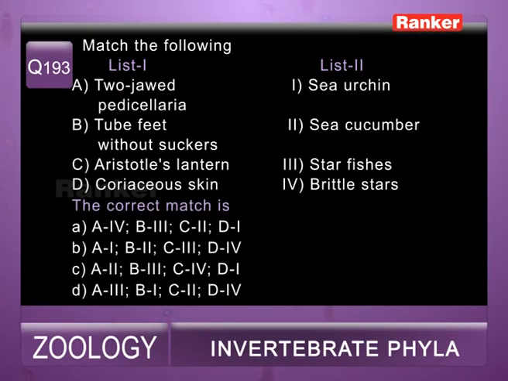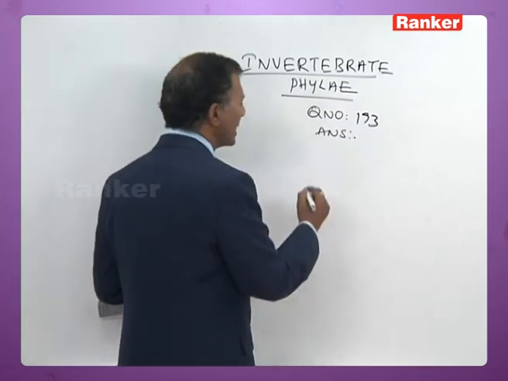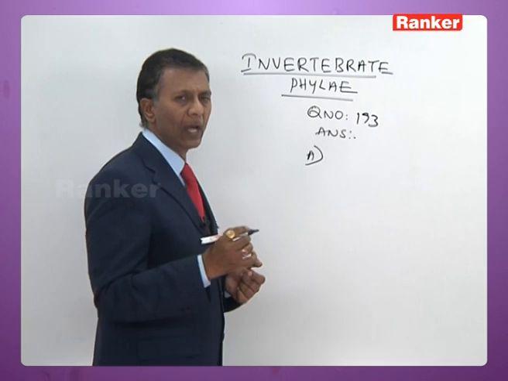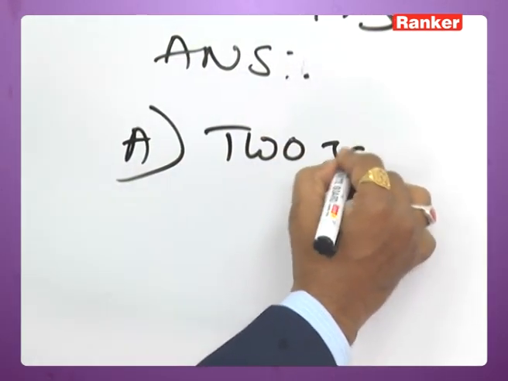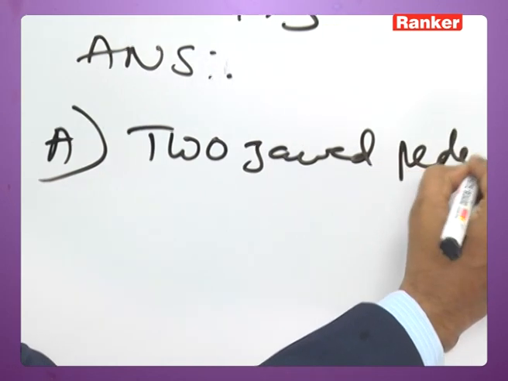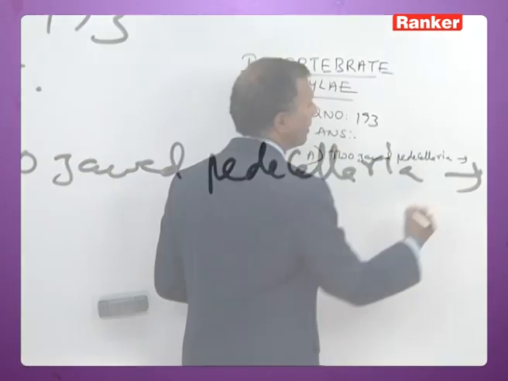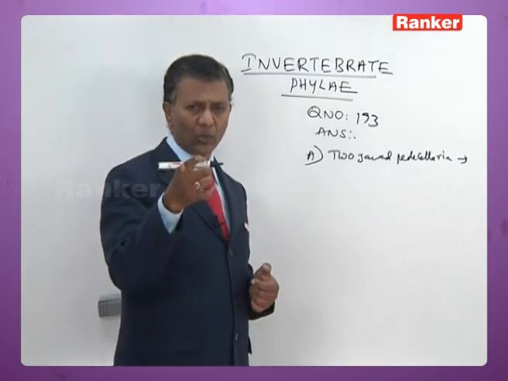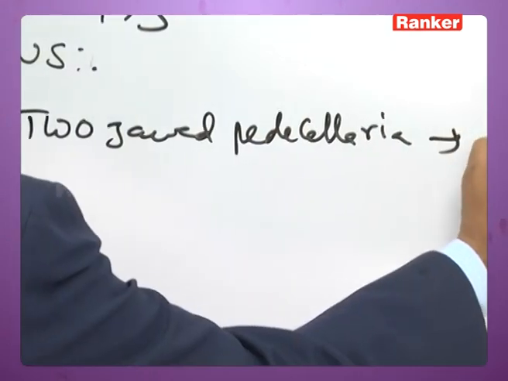Now 193 question here now is the match the following. You got list 1 and list 2. Under list 1 it says A. two-jawed pedicellariae, B. tube feet without suckers, C. Aristotle lantern, D. coriaceous skin. Under list 2, you have 1 sea urchin, 2 sea cucumber, 3 starfish, 4 brittle star. Now, if you try to get the answers, A, two-jawed pedicellariae are present in most of the echinoderms, preferably Asteroidea. So, starfish is the correct answer. So, third option is correct for this.